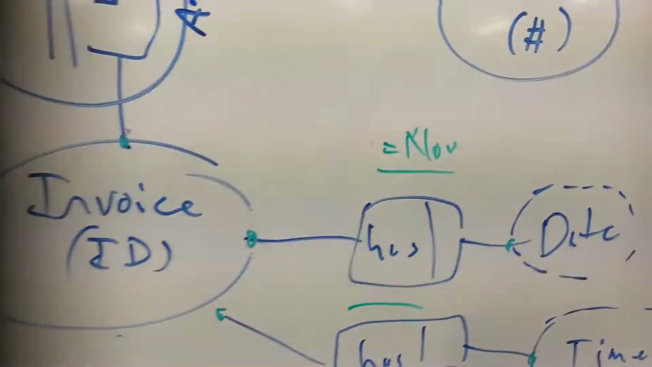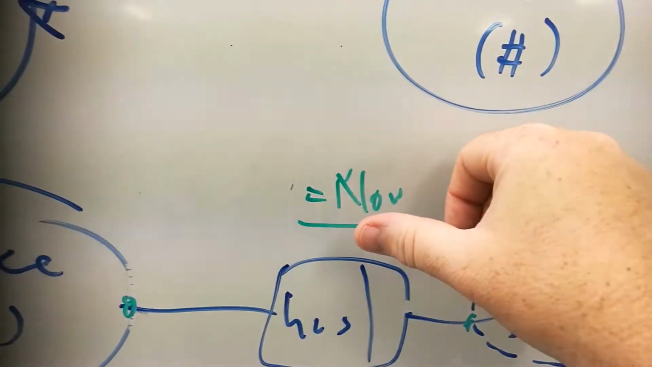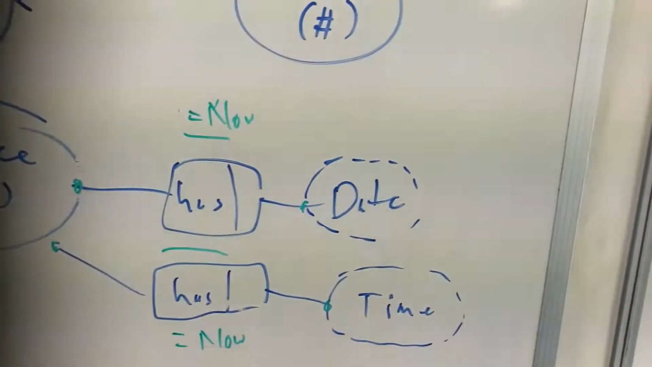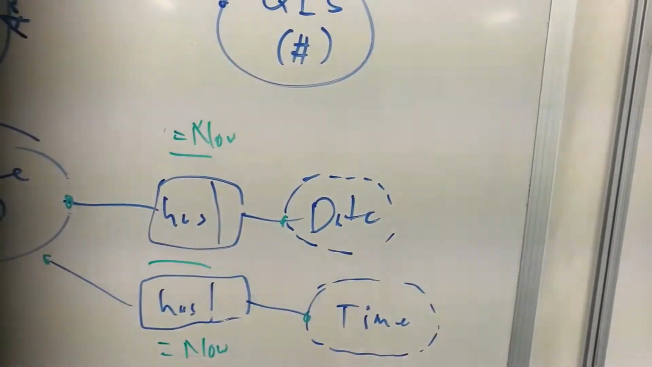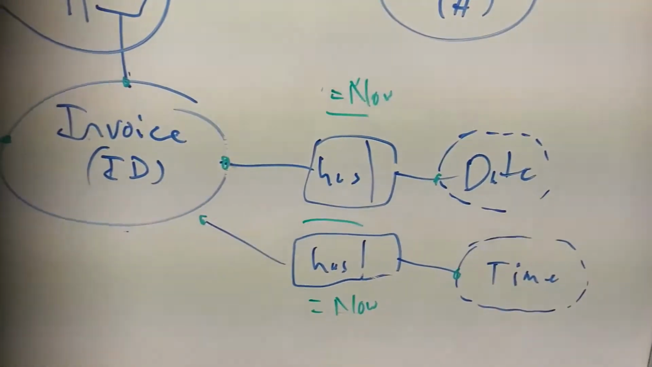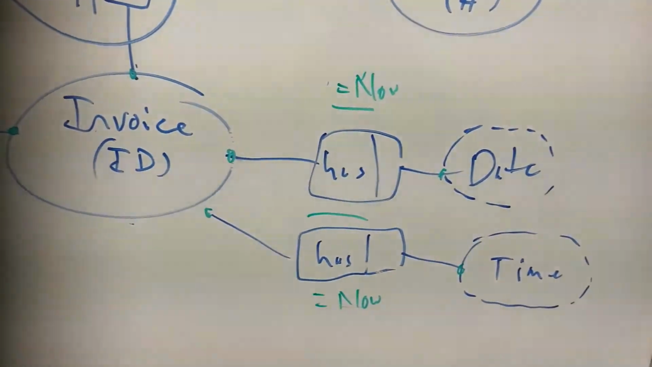Oh, actually, I don't think we did that correctly, because an invoice must have one date, but a date can have many invoices. But because people can buy lots of products on one day, that's why it's dotted.